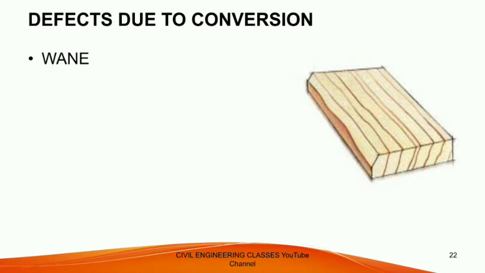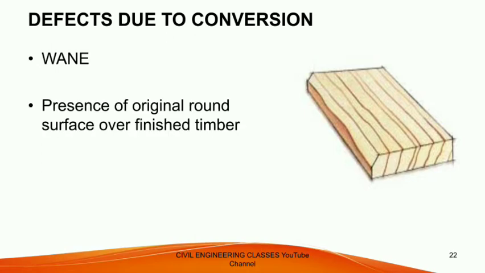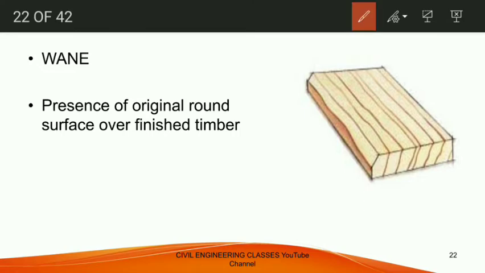First one is called the vein. Vein means there is a presence of the original round surface over the finished timber. This is our finished timber, but we can see there is a round surface here which was originally present in the original tree. It is called vein.